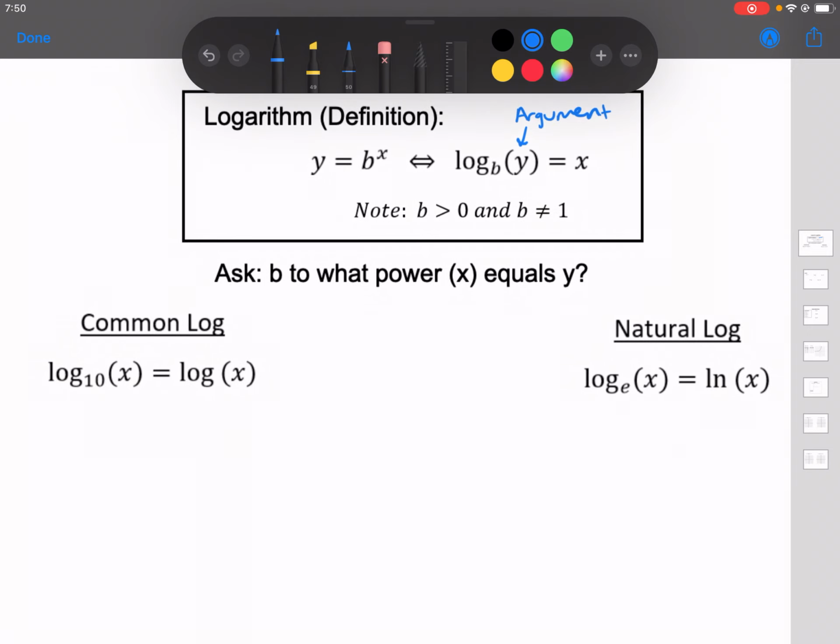Before we do that, though, there are two special types of logs. There's one called the common log. Common log is written without a base. It's always implied, if there's no base, that it's base 10. Natural log is written as an ln, so it doesn't even have log in it. And it's always implied, if you see ln, that it's base e, my favorite base, if you remember from last time. So those are the two special logs that will come up.